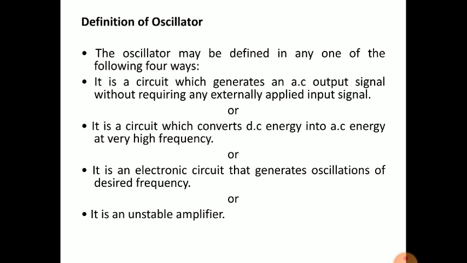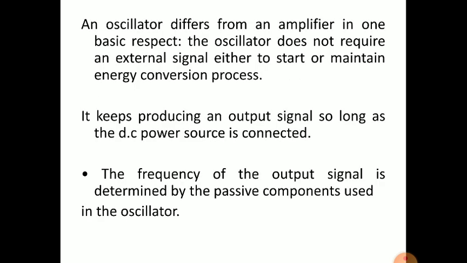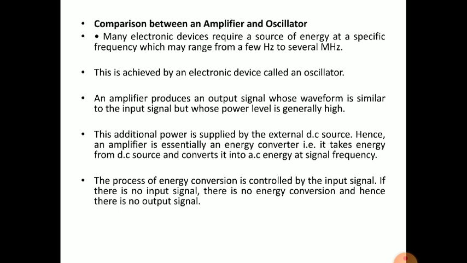There are different types of definition, but the first one is more accurate and relevant: it is a circuit which generates an AC output signal without requiring any externally applied input signal. Comparison: what is the difference between amplifier and oscillator? An amplifier will amplify the signal, but an oscillator, without any input, will just convert the energy from the DC source to AC energy at that particular frequency. And the desired frequency can be achieved by adjusting some component values in the oscillator circuit.